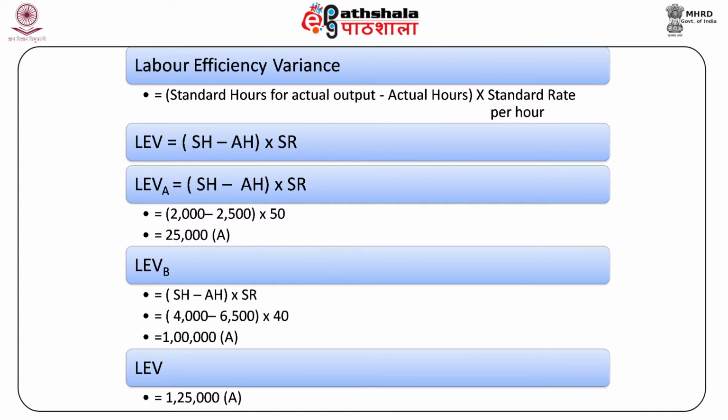Labor efficiency variance is equal to standard hours for actual output minus actual hours into standard rate per hour. In short, LEV is equal to SH minus AH into SR. LEVA is equal to SH minus AH into SR. Putting the figures in the formula, 2000 minus 2500 into 50 will be equal to 25,000, that is adverse. LEVB is equal to SH minus AH into SR. Putting the figures in the formula, it is 4000 minus 6,500 into 40, that comes to 1 lakh, that is adverse. LEV now will be 1,25,000 adverse.